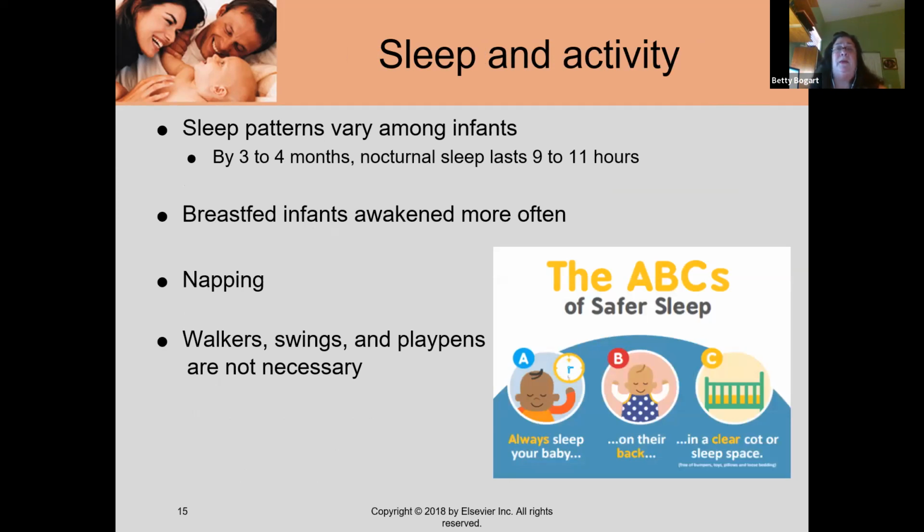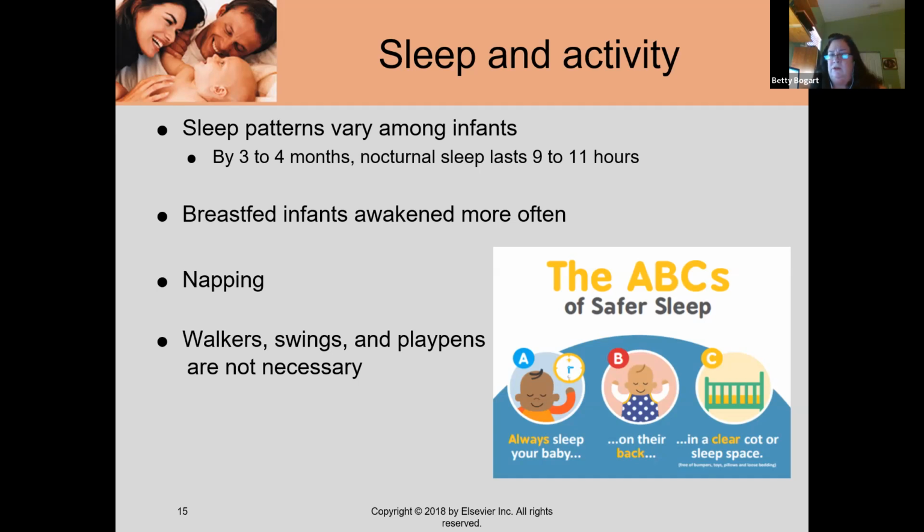Infants should be sleeping 9 to 11 hours at night by 3 to 4 months. But breastfed babies tend to wake up more frequently because the breast milk goes away quicker. And that's why they usually will want more.